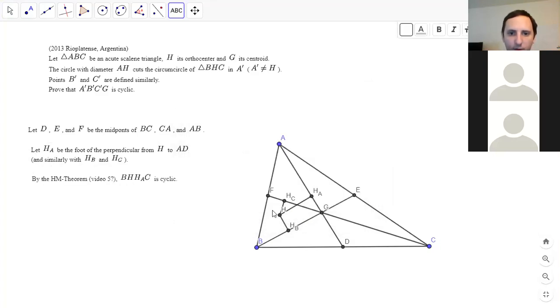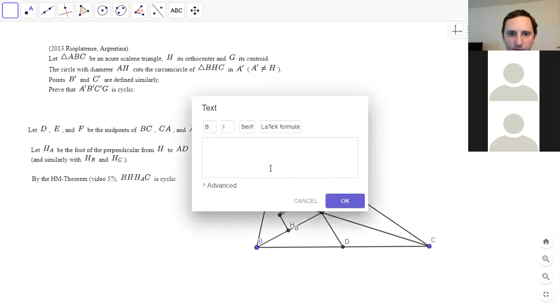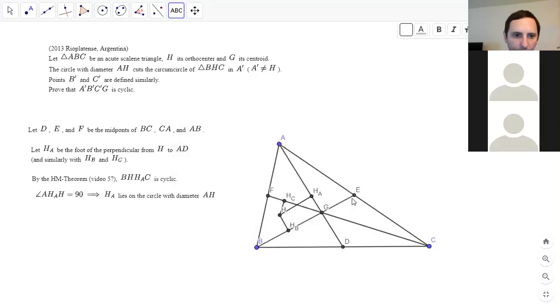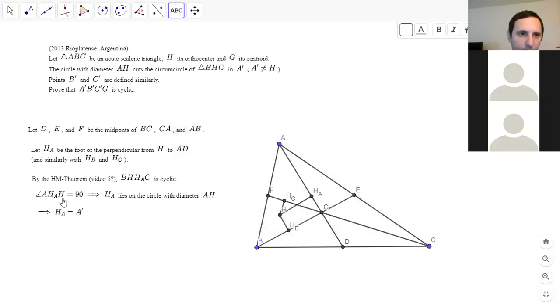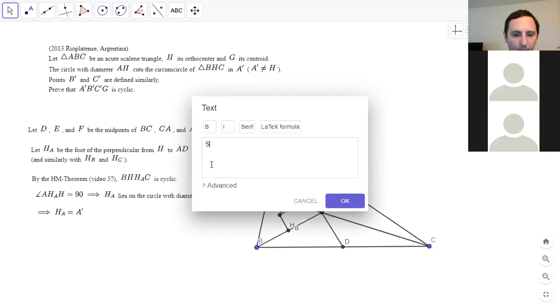And also angle AHAH, so that means that HA lies on the circle with diameter AH. And that means that HA is equal to A prime. And then similarly, HB equals B prime and HC equals C prime.